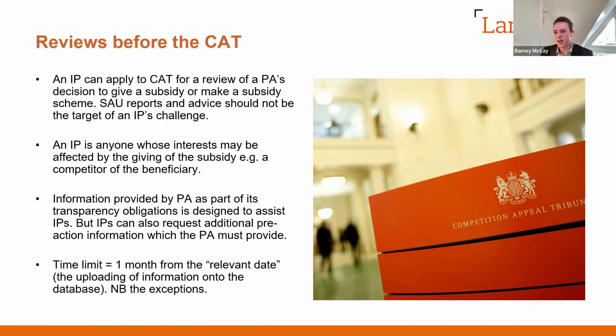The information that's provided by the public authority as part of its transparency obligations that I've already explained is designed to assist interested parties in challenging awards. But interested parties can request additional pre-action information under Section 76 of the Subsidy Control Act, which public authorities must provide. Section 76 outlines the circumstances in which public authorities must provide that information.